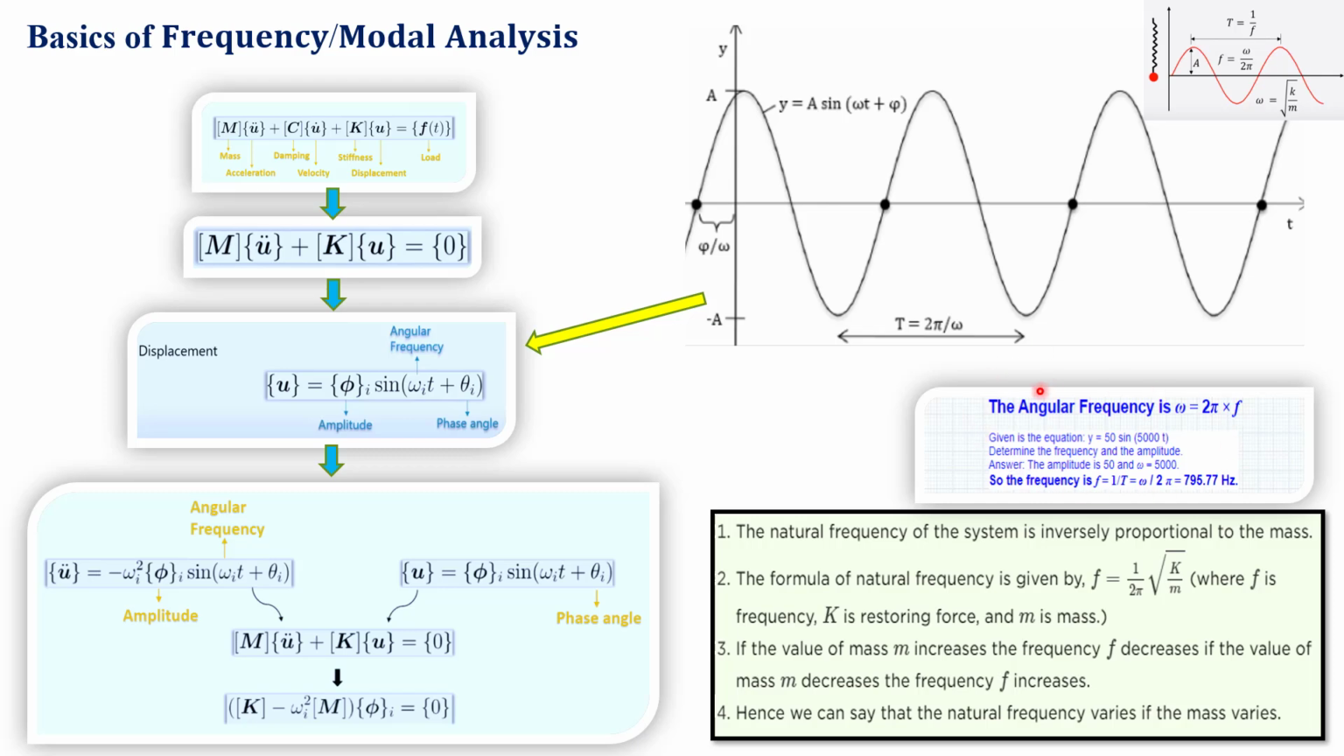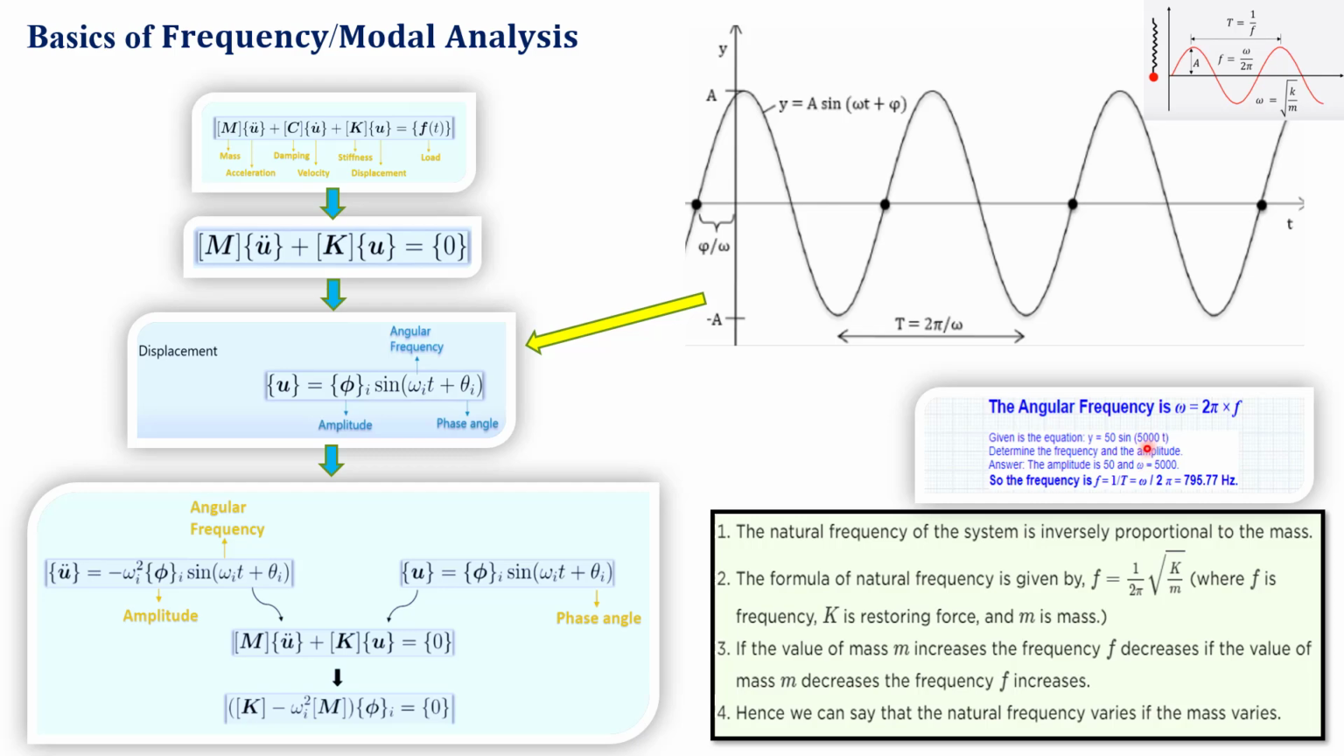Now this is a small example we have taken. The first one is the equation 50 sine 5000 t. The amplitude is 50, the maximum, and then 5000 is the angular frequency omega. Yeah, 5000 into t. So determine the frequency, and it is the angular frequency, we can say.